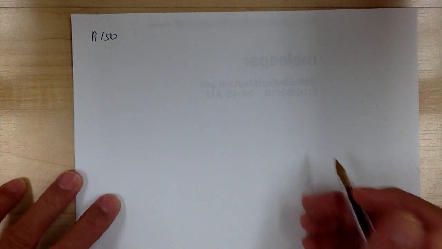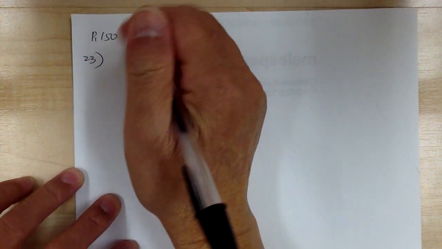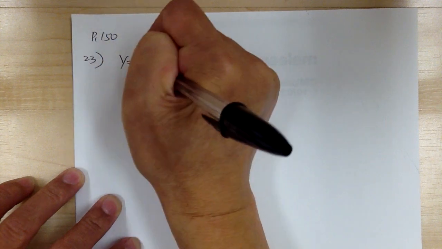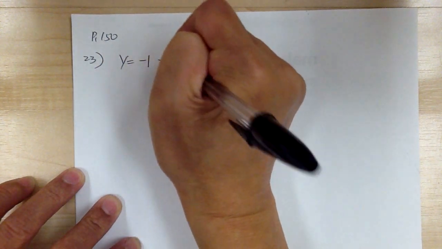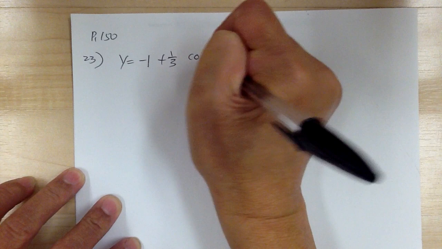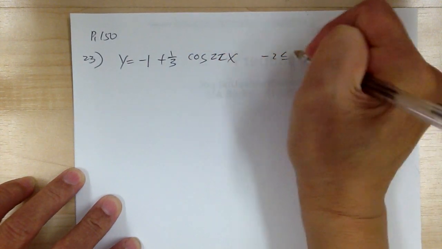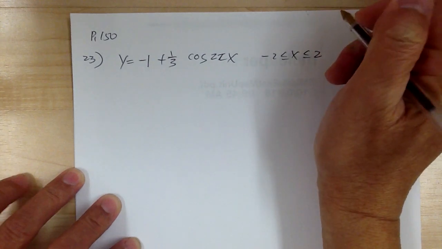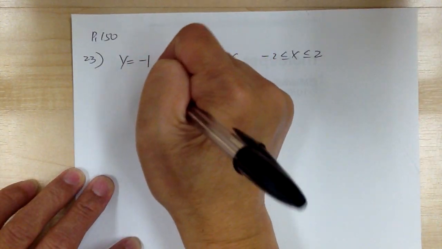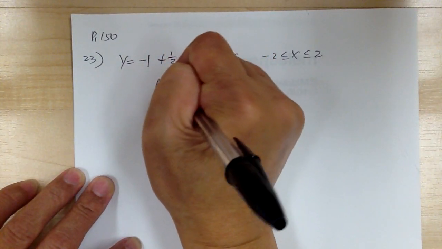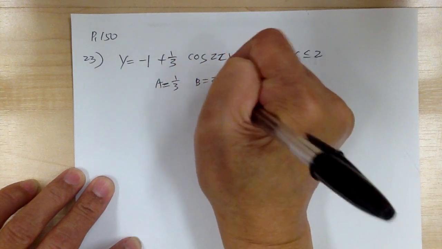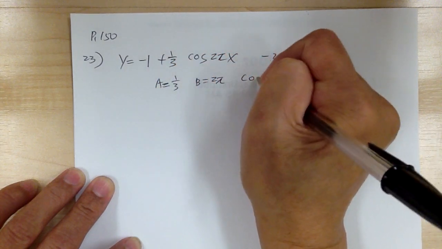Let's go to page 150, number 23. You have y equal to negative 1 plus 1 third cosine of 2 pi x, and you want to go from negative 2 to 2. So in this case, a equal to 1 over 3, b equal to 2 pi, and c equal to 0.